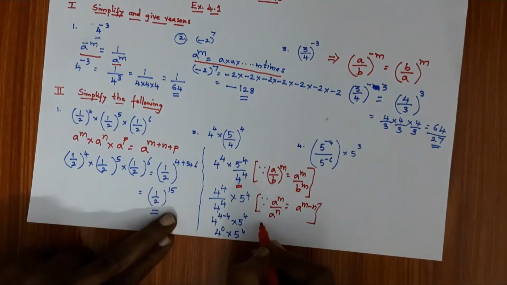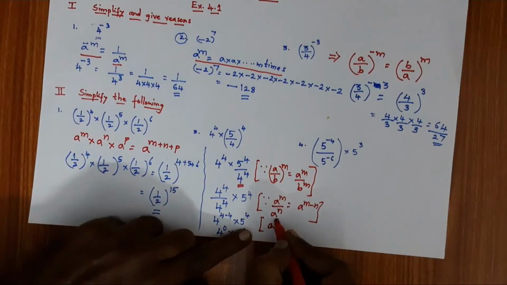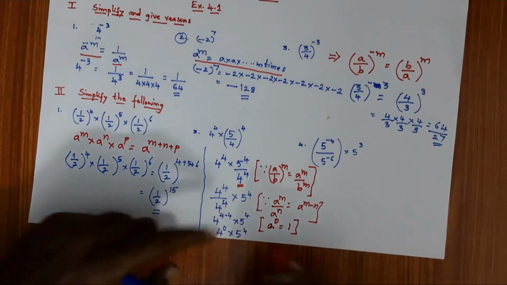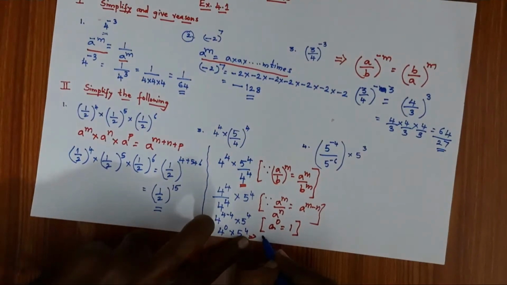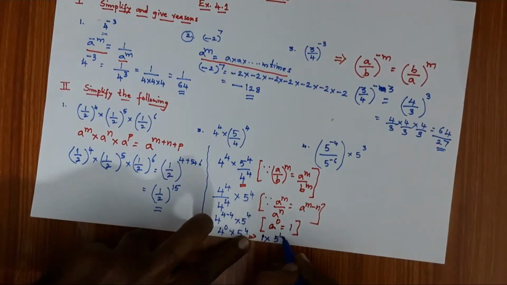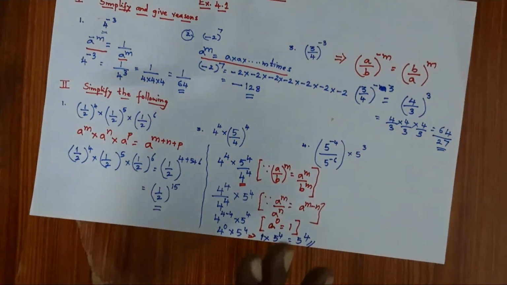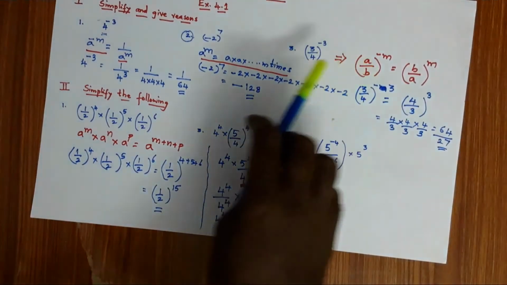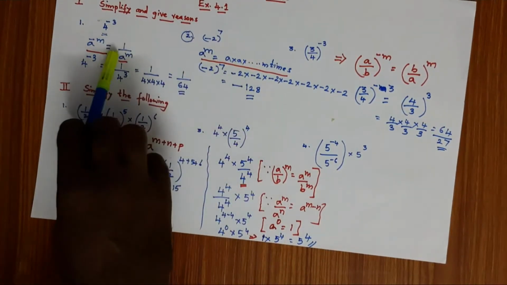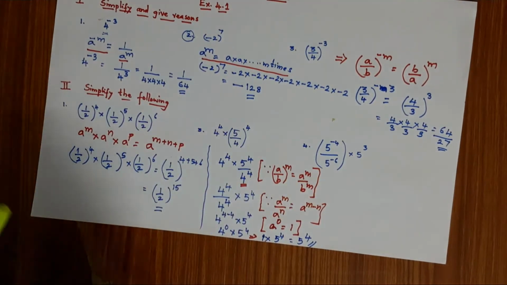Here again we are getting a law of exponents: a to the power of 0 can be written as 1. That means 4 to the power of 0 is 1, into 5 to the power of 4. That is equal to 5 to the power of 4. This is the solution. Here, all these problems depend upon the laws of exponents only. If you learn these laws of exponents by heart, we can do the problems very easily. Okay, and moving to the fourth problem.